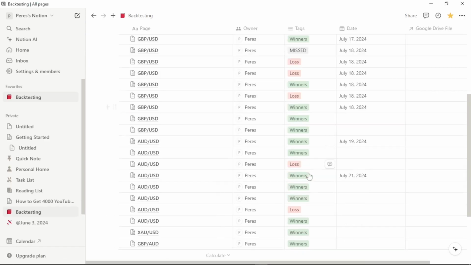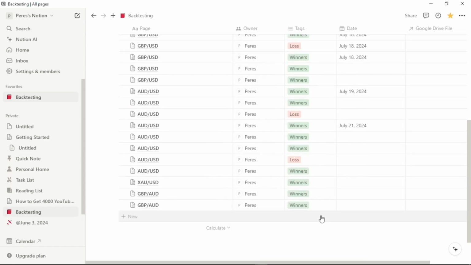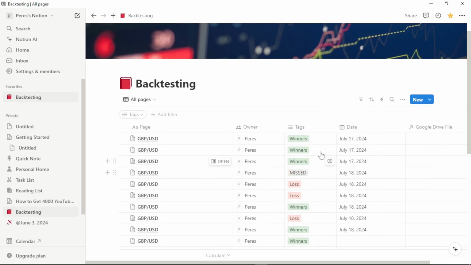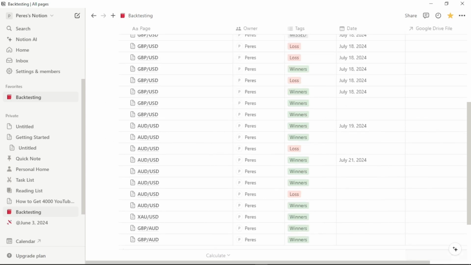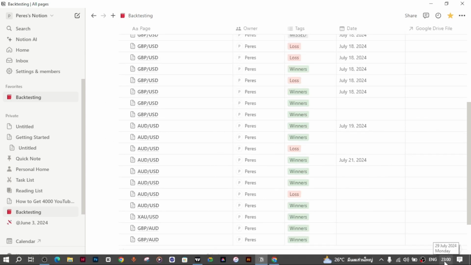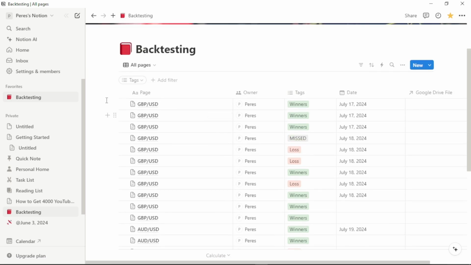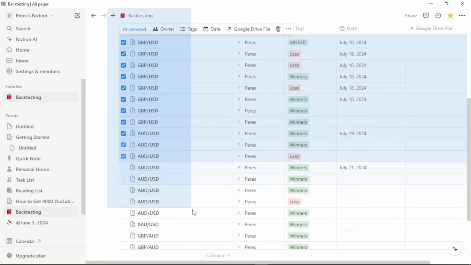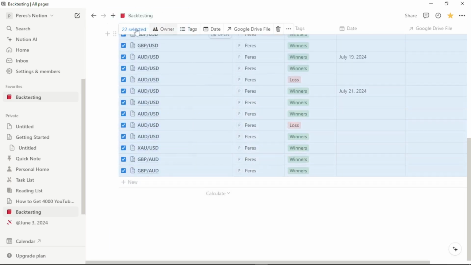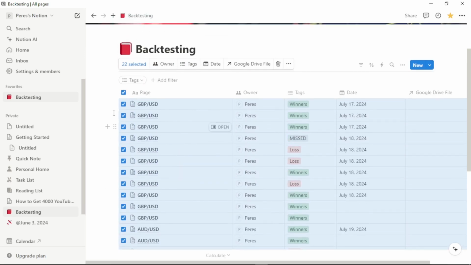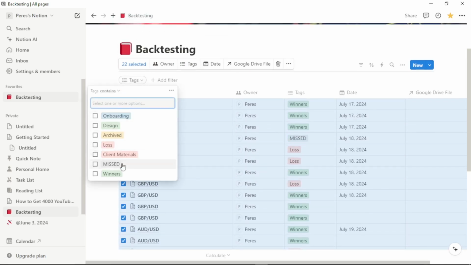Now here's some backtesting I actually did on this strategy. I took the past 12 days, from July 19th to today, July 29th, which is 11 p.m. I've taken 22 or more backtests. So let me just copy it and see how many. I've had a total of 22 backtests, and out of these 22, if I'm not wrong, I have won more than I lost.